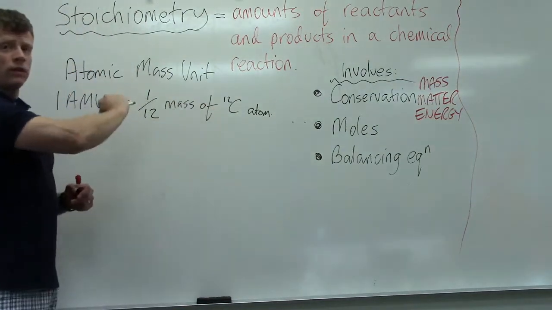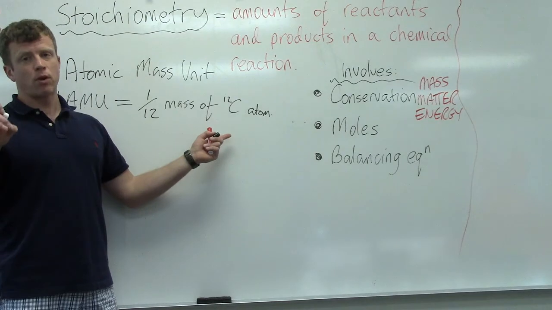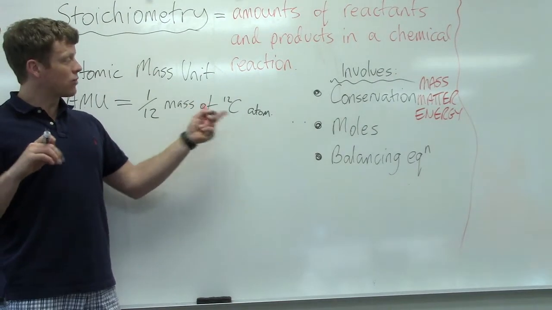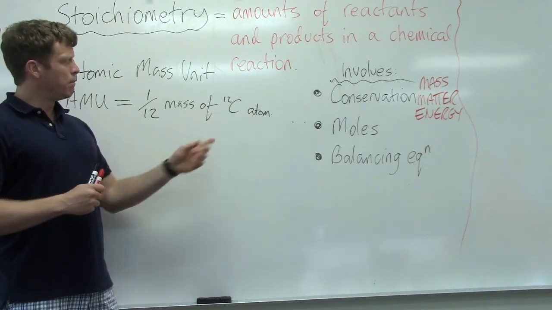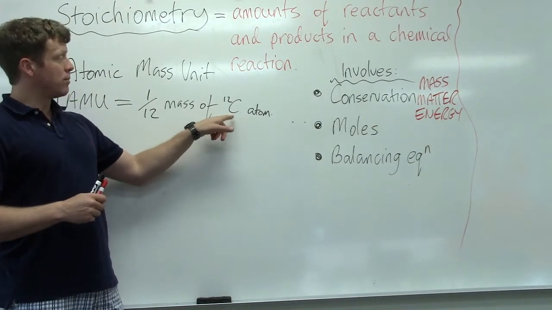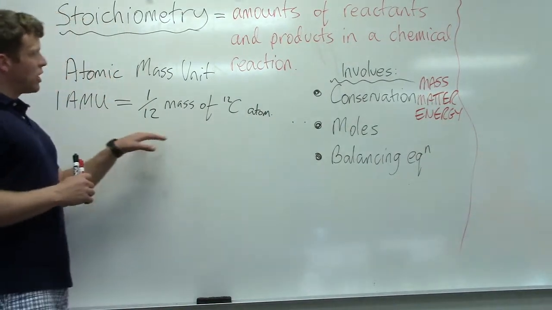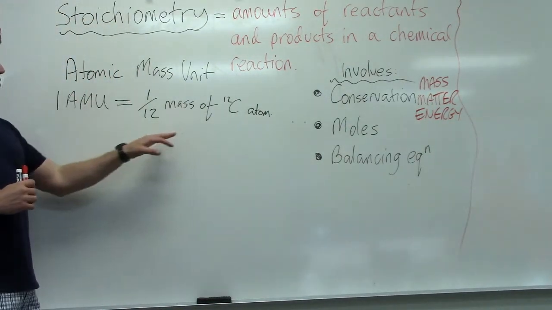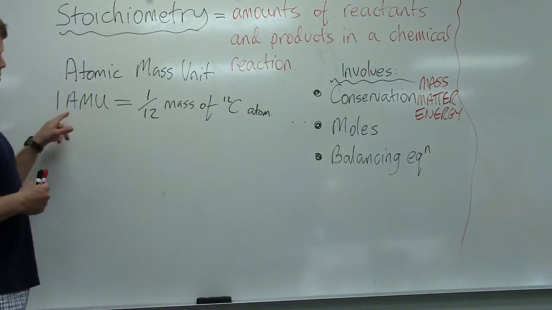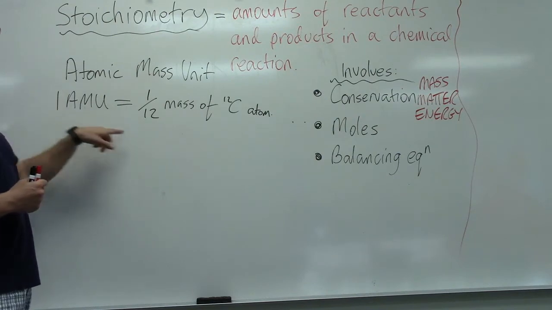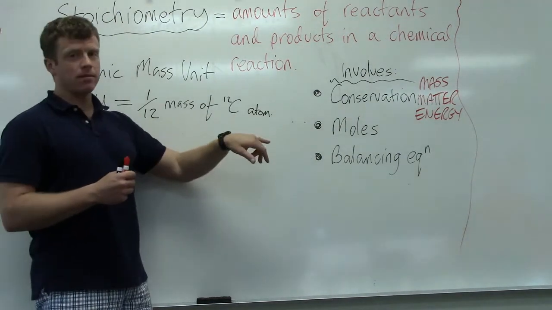So carbon 12, this isotope of carbon, is used because it's got exactly 6 protons, 6 neutrons, and 6 electrons. It's also really common, really easy to find and cheap. And it's a stable isotope. Carbon 12 is stable. So the overall system that we use that's going to lead us into the moles in a little while is atomic mass units. The definition is 1 AMU is equal to 1/12 the mass of one carbon atom.